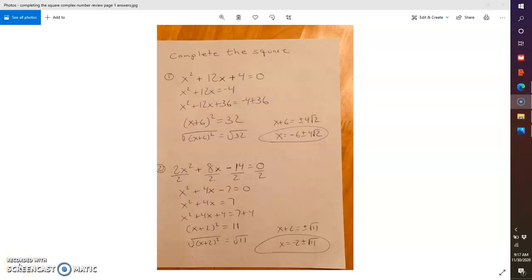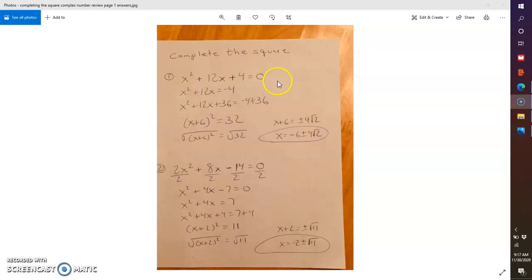Alright guys, here's the review for your completing the square and complex number test. So we're going to first do two completing the square problems. One where there's a 1 in front of the x squared, so we don't need to create a 1 in front of the x squared.